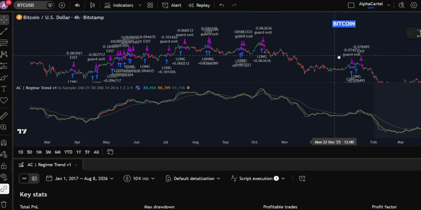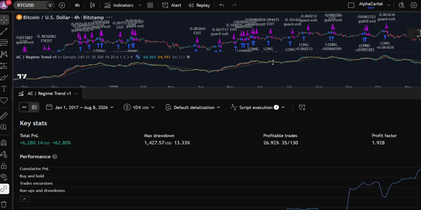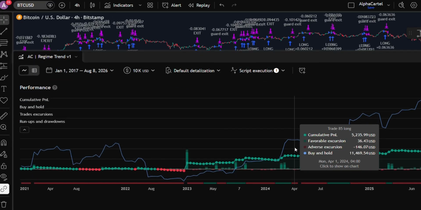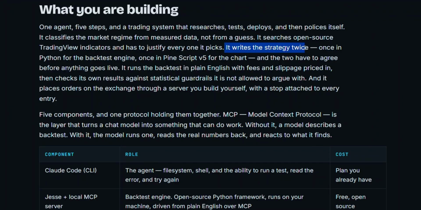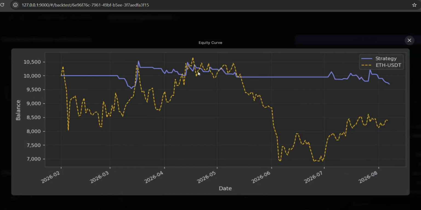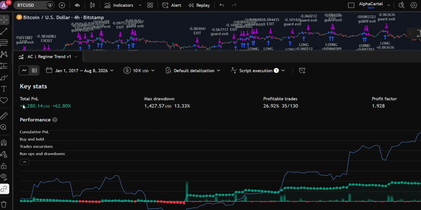It classifies the market regime from measured data, not from a guess. It searches open-source TradingView indicators and has to justify every one it picks. It writes the strategy twice, once in Python for the backtest engine, once in PineScript version 5 for the chart, and the two have to agree before anything goes live.